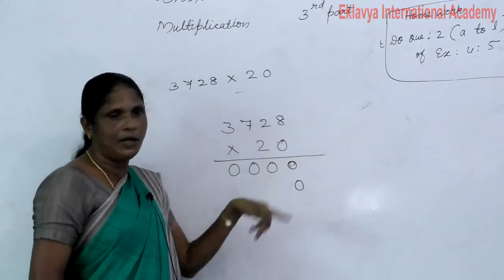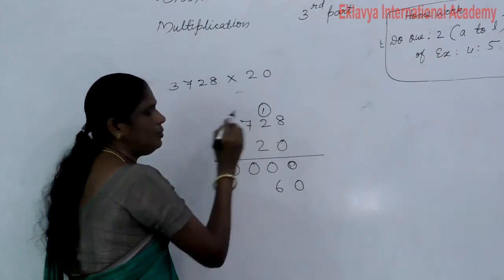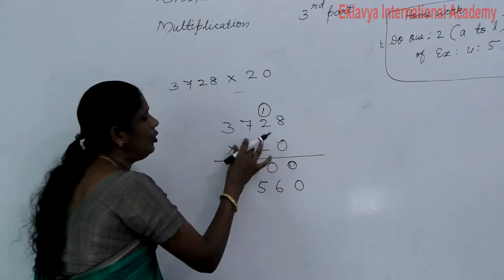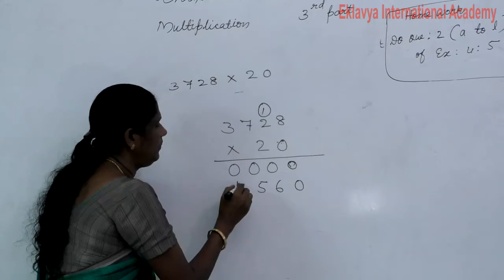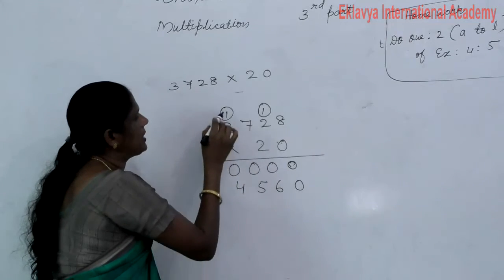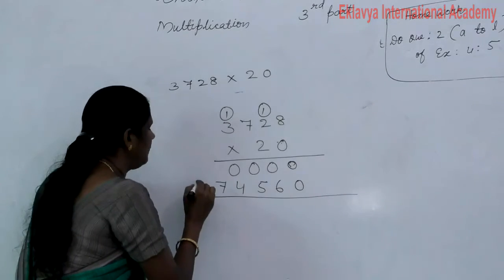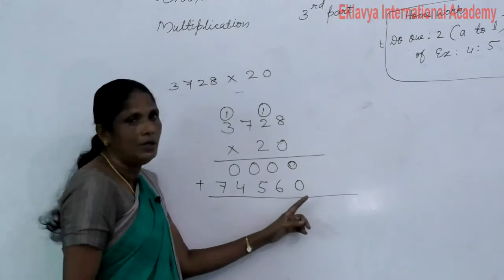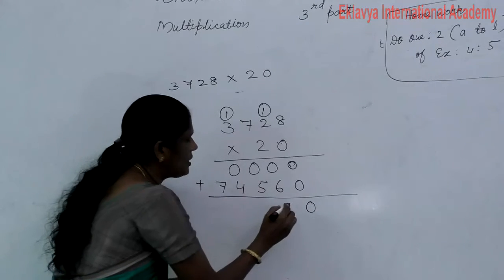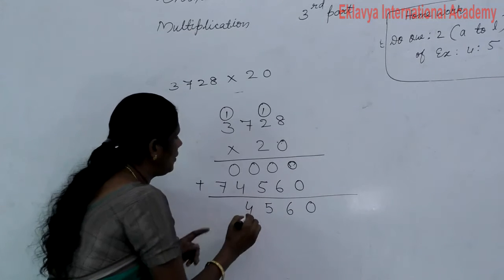2 8 ja 16 carrying 1. 2 2 ja 4, 4 plus 1 is 5. Then 2 7 ja 14 carrying 1. 2 3 ja 6, 6 plus 1 is 7. Then next step addition. Okay. 0 plus 0 is 0, 6 plus 0 is 6, 5 plus 0 is 5, 4 plus 0 is 4, 7.